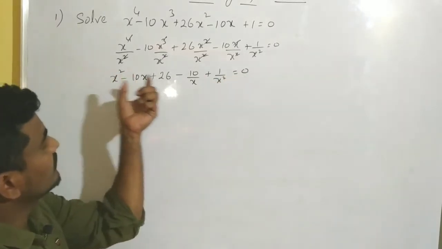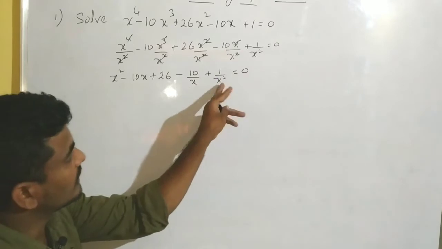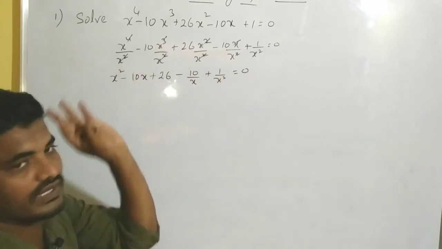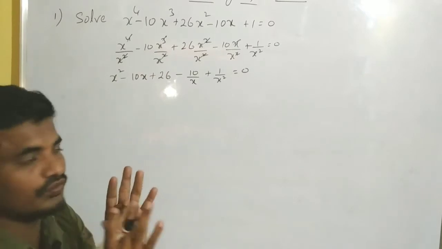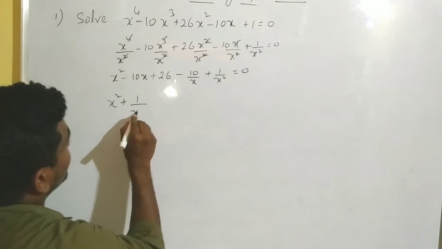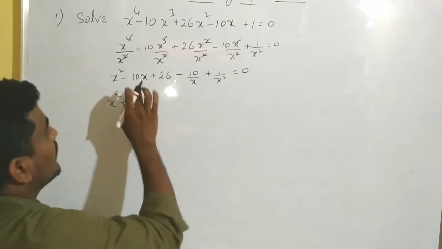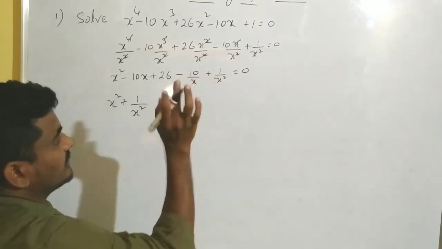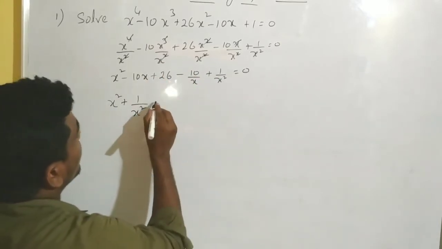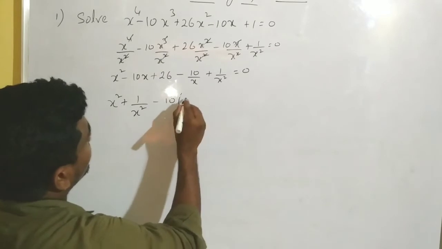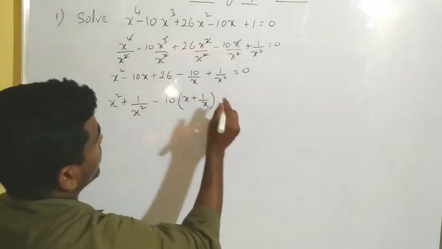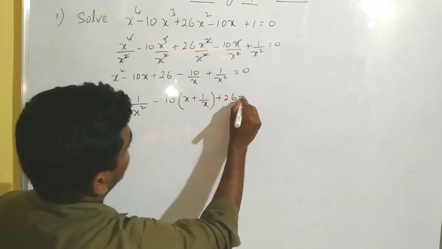Here x square term there, here 1 by x square term there, but when you compare the power of x, we have 2 and here also we have 2, so that 2 I am taking together: x square plus 1 by x square. And this is x term and this is x, so minus is also common there, so I am taking minus 10 common, x plus 1 by x will be left here, plus finally 26 is left, equals to 0.